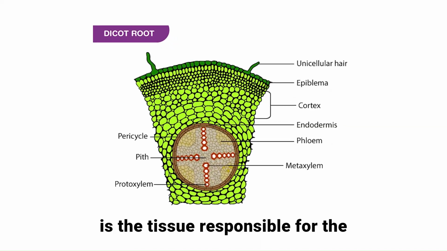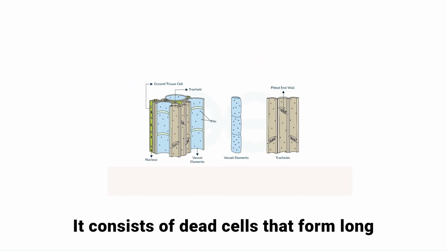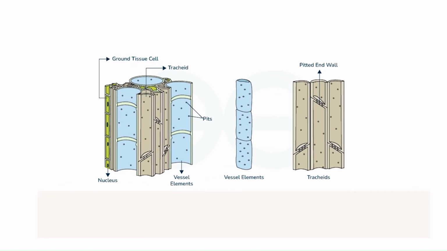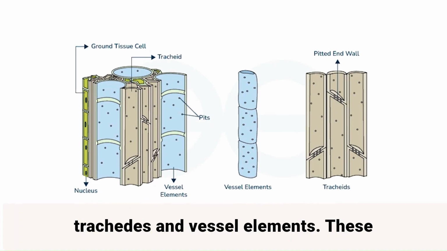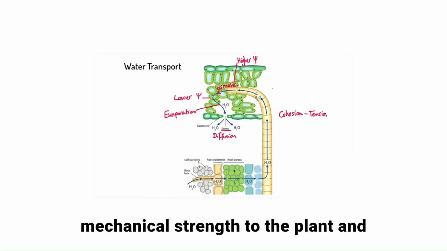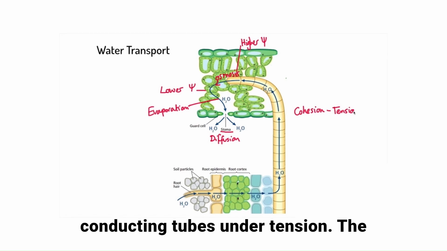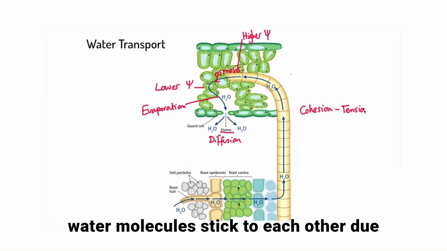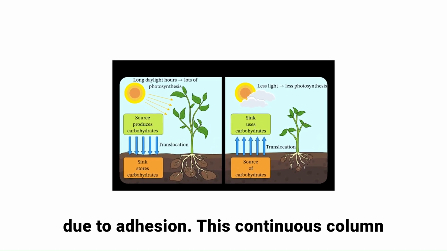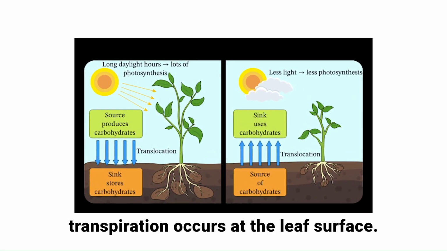The xylem is the tissue responsible for the transport of water and minerals. It consists of dead cells that form long tubes, allowing water to travel from roots to leaves with minimal resistance. The main components of xylem include tracheids and vessel elements. These structures are lignified, providing mechanical strength to the plant and preventing the collapse of the water-conducting tubes under tension. The cohesion tension theory explains how water molecules stick to each other due to cohesion and to the walls of the xylem due to adhesion. This continuous column of water is pulled upward as transpiration occurs at the leaf surface.